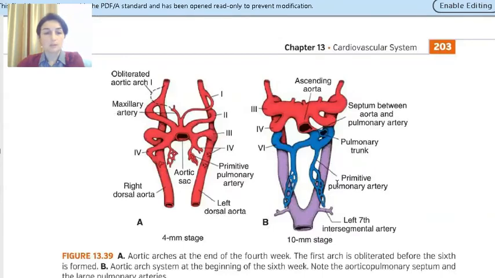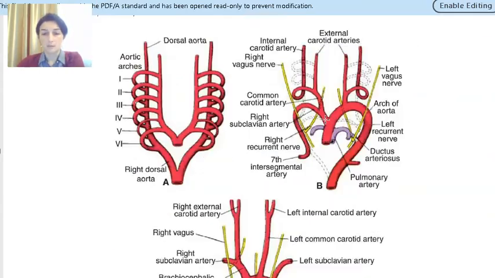Now we are looking at the aortic sac, and these are the aortic arches, which carry blood into the dorsal aorta, right and left side. Here we can see, and then we will see some further development. There will take place some change in the wall. That is the aortic sac, from which arise these aortic arches, and they join the dorsal aorta.